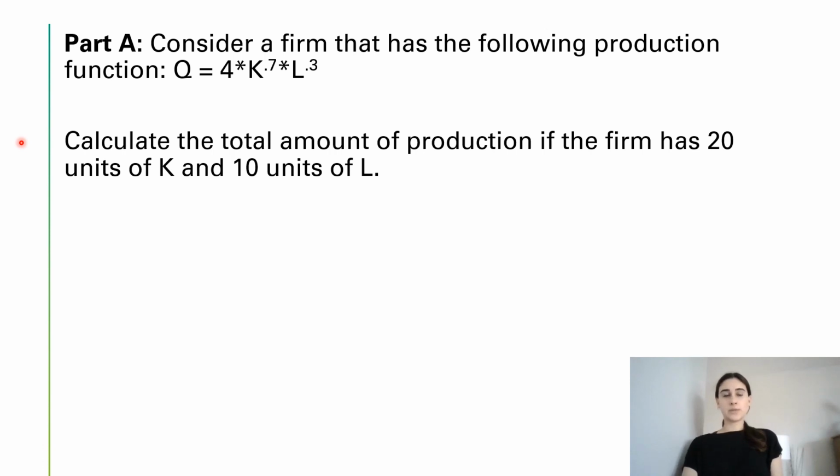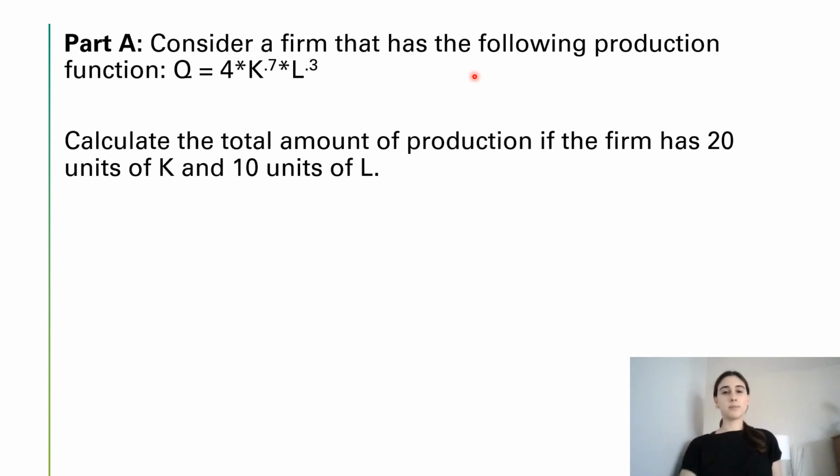First, let's understand what these terms mean. So Q is the amount of production, K is the amount of capital, and L is the amount of labor. So this production function is a function that takes two inputs, capital and labor. Those two inputs will produce a certain amount of production.